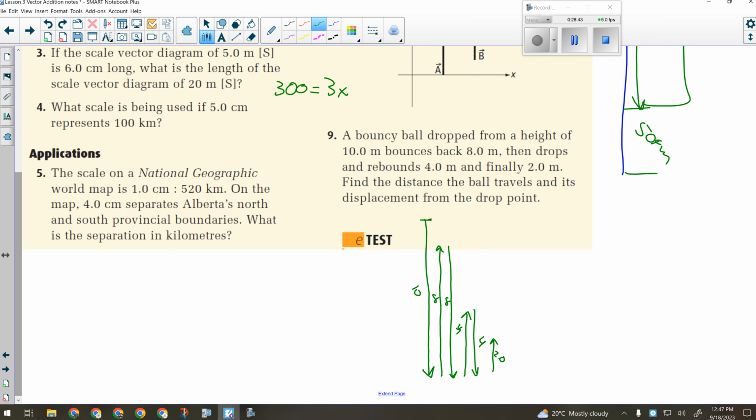Distance doesn't care which direction you go, just how far. Well, that ball bounced up and down, up and down, up and down. Okay, it's going to be 36 meters. Okay, everybody okay with that? Okay.